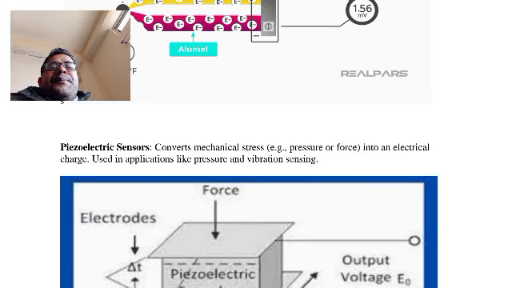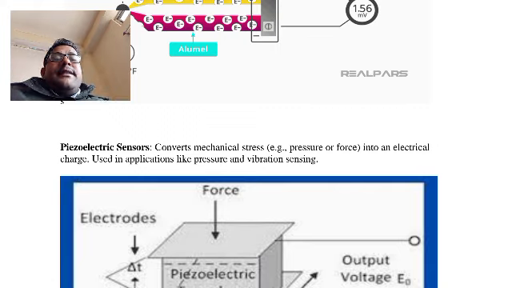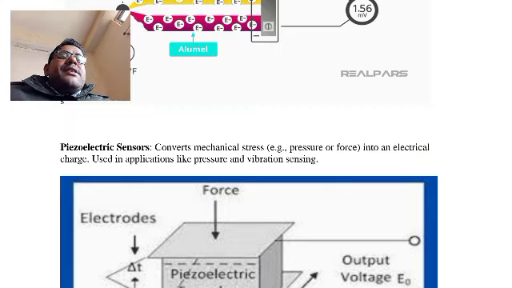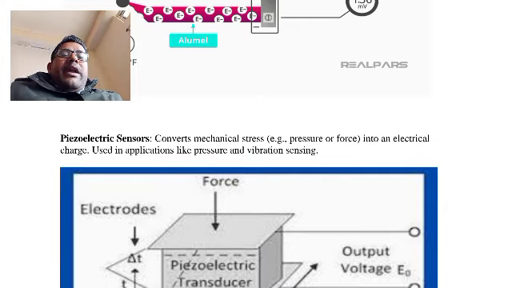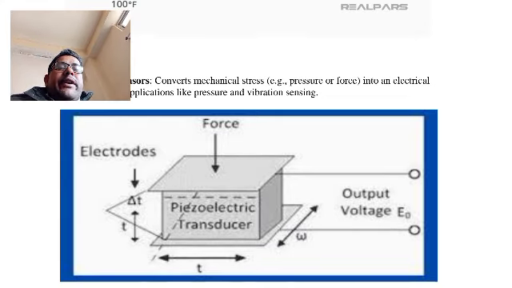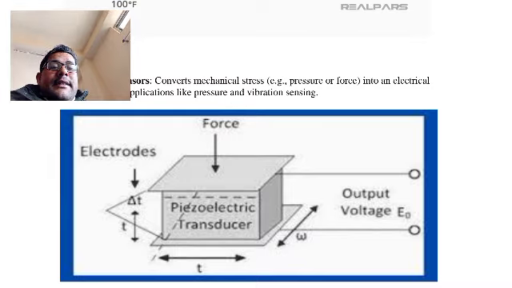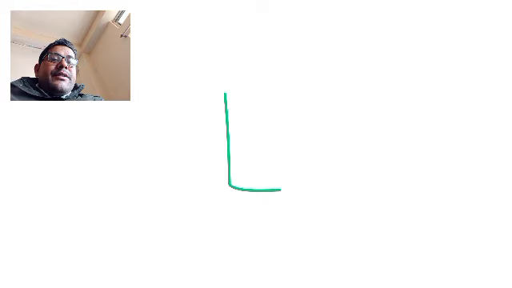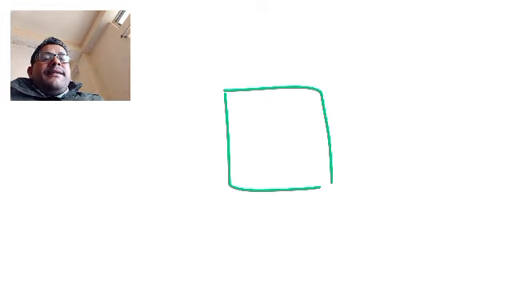Second is the piezoelectric sensor. It converts mechanical force, stress or pressure into electrical charge when we apply pressure or vibration on the sensor. This is the diagram of a piezoelectric sensor. T is the thickness, W is the width, and here the output terminal is there. Suppose this is the piezoelectric crystal.